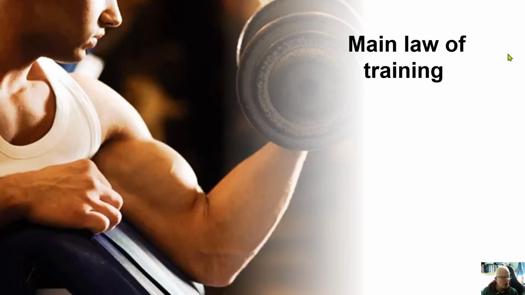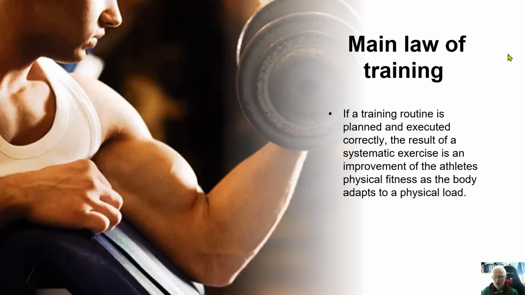So that brings us very much into the notion of these laws of training. Zatsiorsky used a kind of series of markers or key headings for us to work from, and defines the first as the main law of training. And the main law of training is really simple to understand. Look, if a training routine is planned and it's executed correctly, you are going to get an improvement in the physical fitness of the body. In other words, you're going to get adaptation.